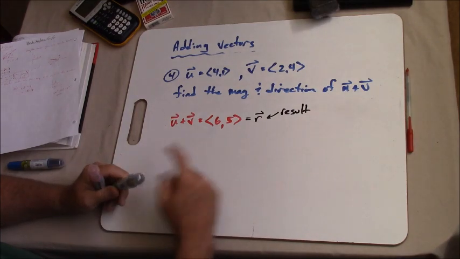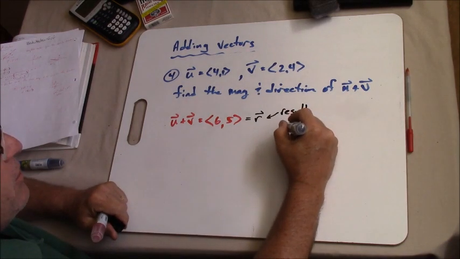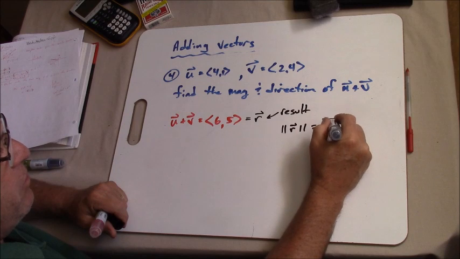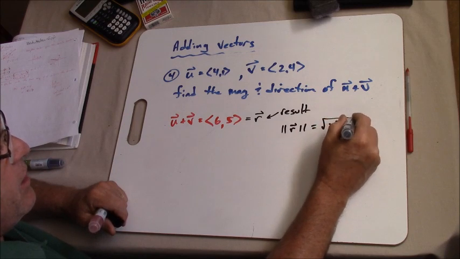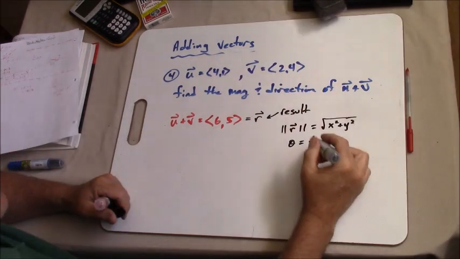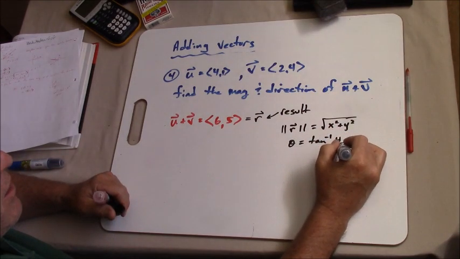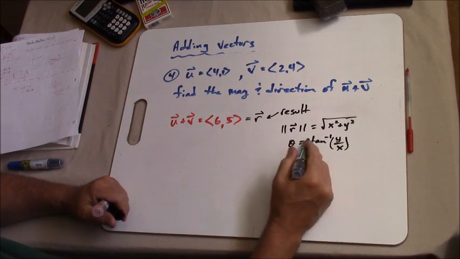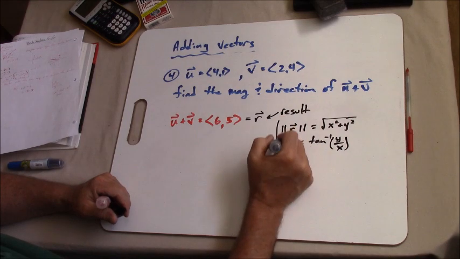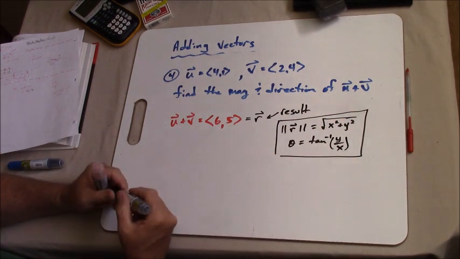So once we know the result, then we could say that the magnitude of vector r is equal to the square root of x squared plus y squared. And the direction, I could say that theta is equal to the inverse tangent of y over x. Remember, tangent equals opposite over adjacent. So these are two really important ideas to us.